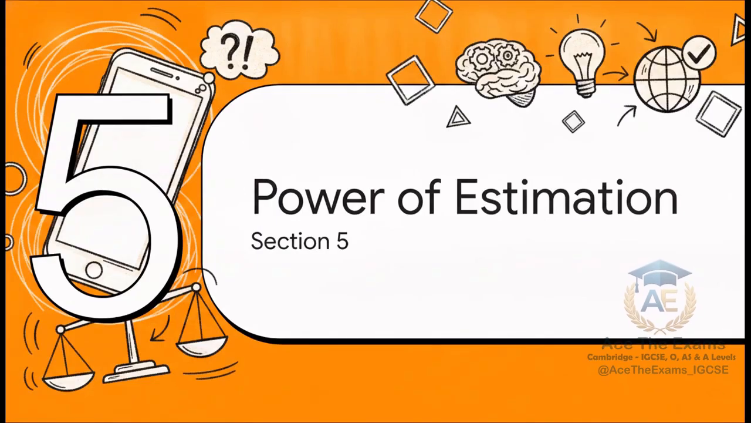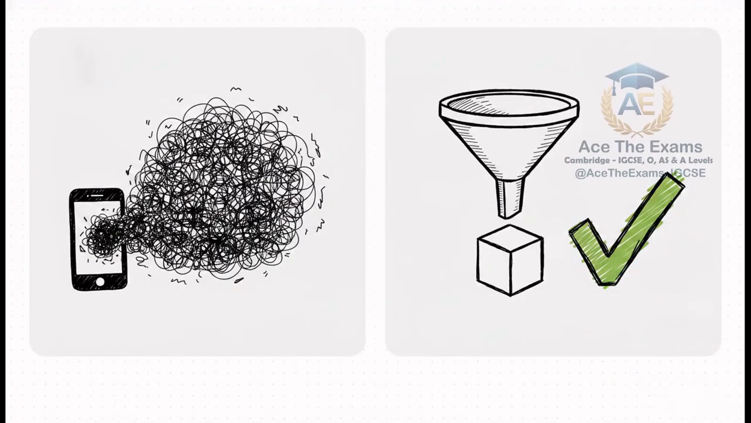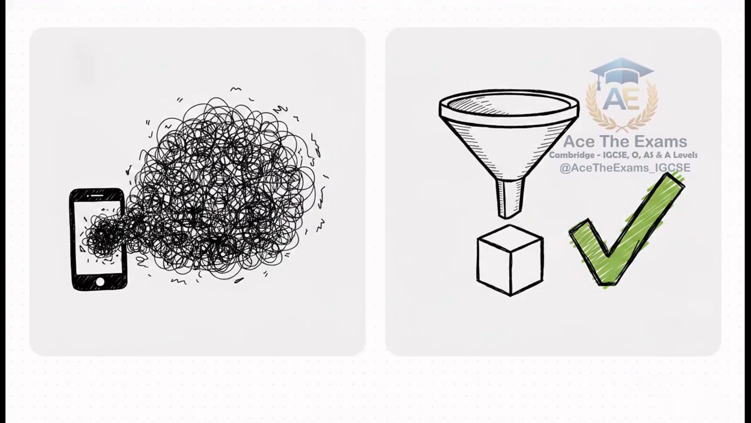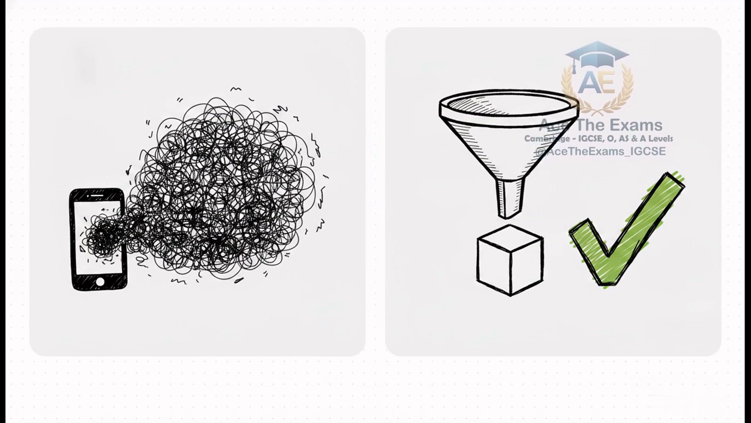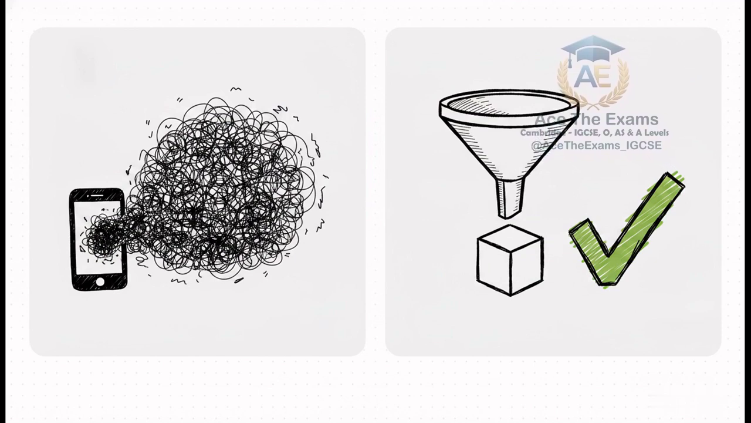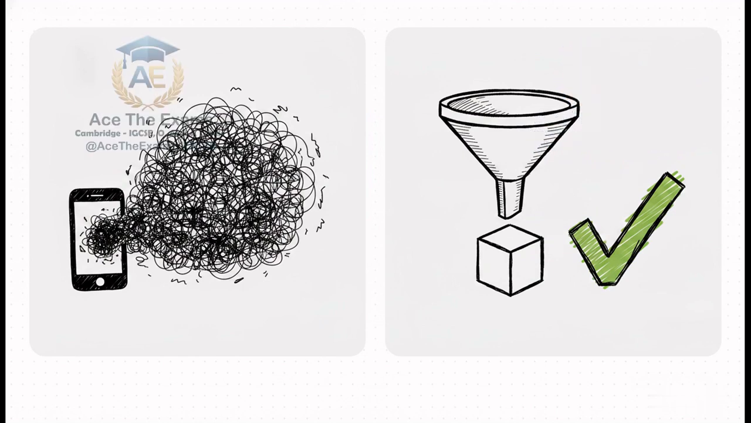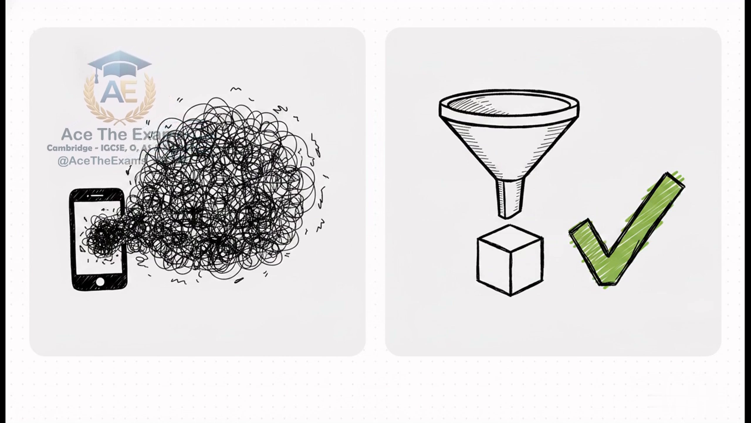Finally, we reach Section 5, the power of estimation. Now, you might be sitting there thinking, why do I need all these approximation tricks when my calculator does the heavy lifting? Well, let's say you punch 4.64 divided by 2.3 into your scientific calculator. It is going to confidently spit out 2.0173913. It will give you as many decimal places as its LCD screen can physically fit.